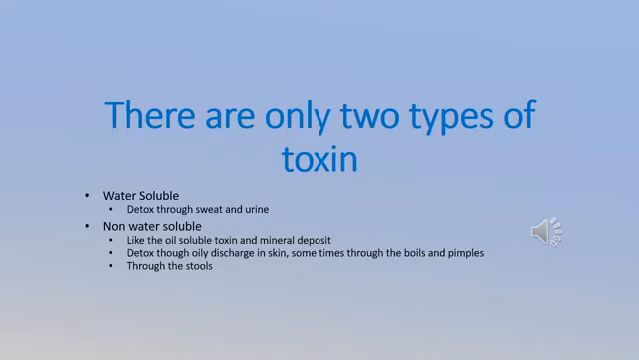When it comes to the toxin, you know, there are only two types of toxin in the body. One is water soluble, one is non-water soluble. The water soluble normally detox through the sweats and urine. Then the non-water soluble, sometimes they are oil toxin, you know, or the minerals like the calcium deposit inside the body, the calcium stone. They are non-water soluble. So normally they detox through discharge in the skin, and sometimes through the boils and pimples at the skin. And most of this insoluble toxin, they also discharge through the stool.